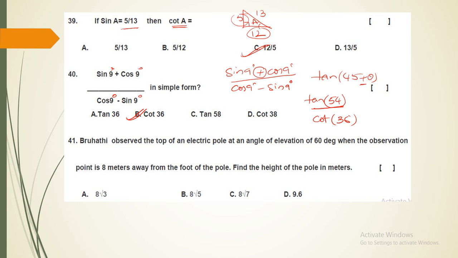Next, Bhruti observed the top of an electric pole at an angle of elevation 60 degrees. So this is the electric pole and Bhruti observed it at an angle of elevation 60 degrees and she is at a distance of 8 meters. He is asking about the height of the pole. Simply remember HDTV. HDTV means H is equal to d tan theta. Since I need H, it is equal to d. What is the distance? 8 into tan theta. So tan 60 is root 3. So the answer is 8 root 3.